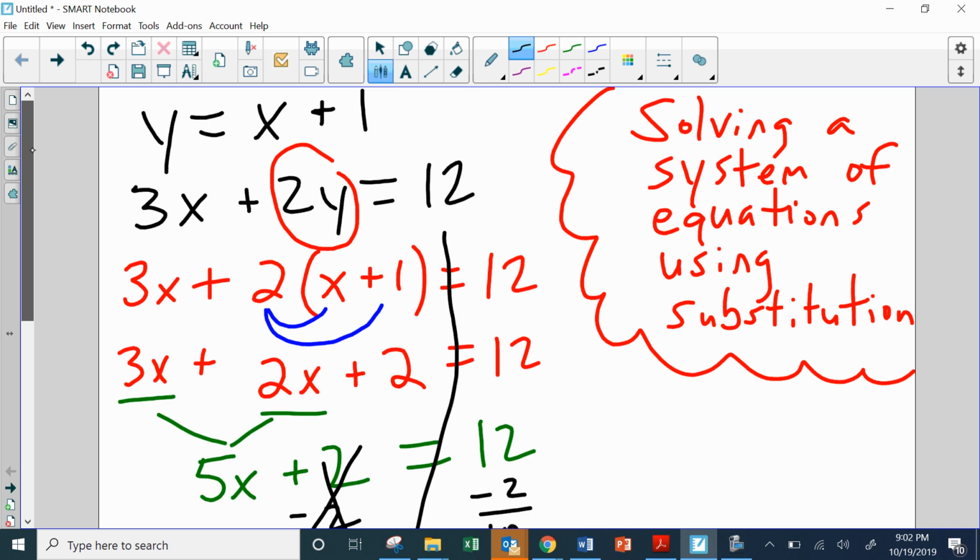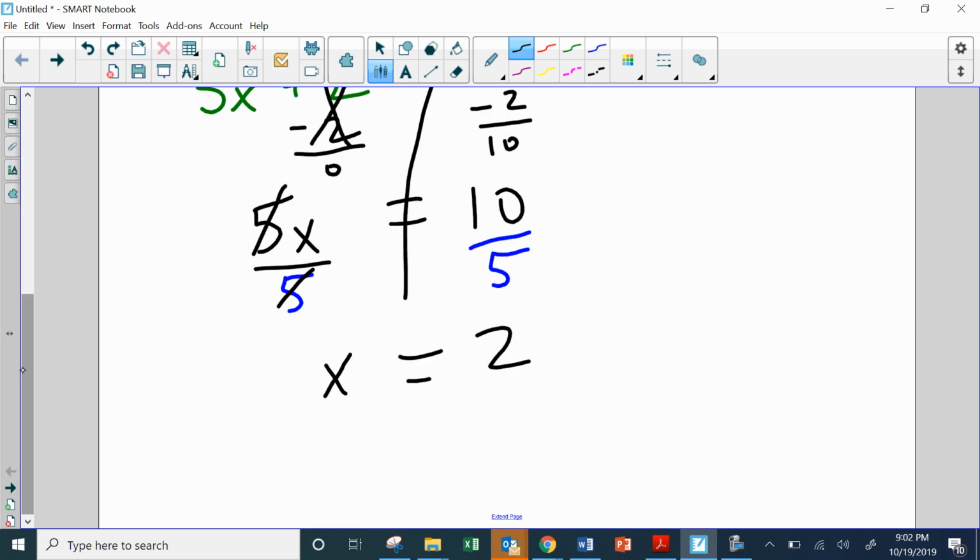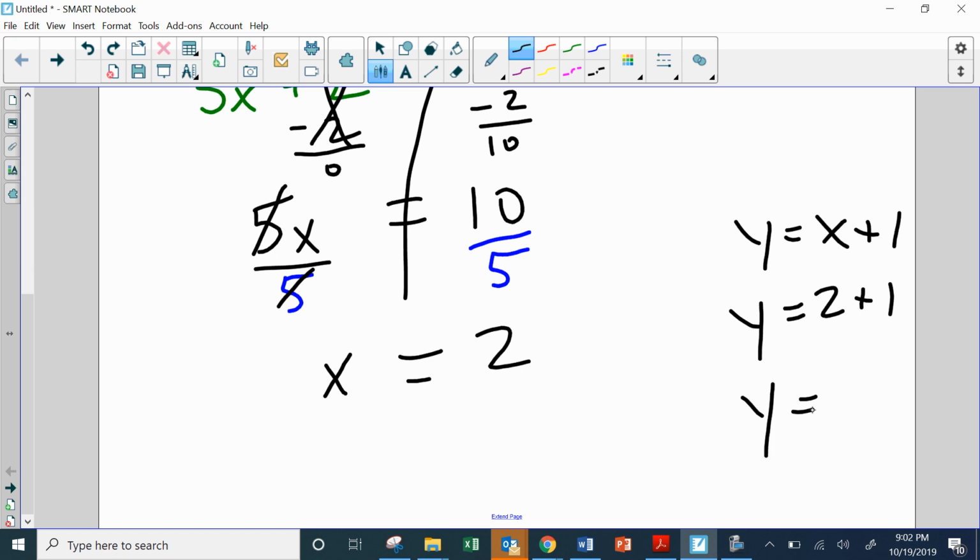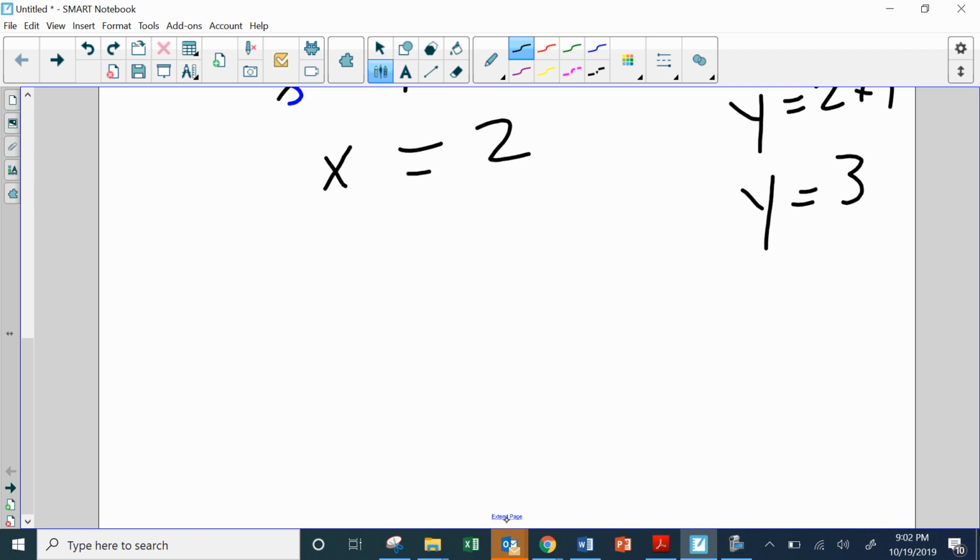Well, it says y equals x plus 1. So if y equals x plus 1, I'm going to come over here to the right and solve for this. If I know y equals x plus 1, and I know x is 2, then y is going to equal 2 plus 1. So y is going to equal 3. So the value of x and y that will solve both equations is going to be x equals 2, y equals 3.